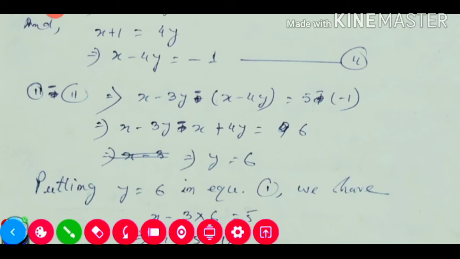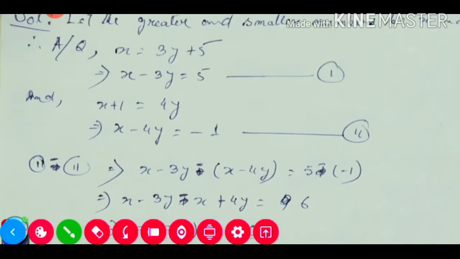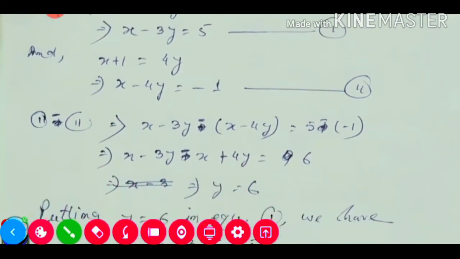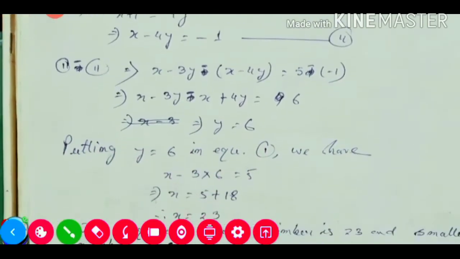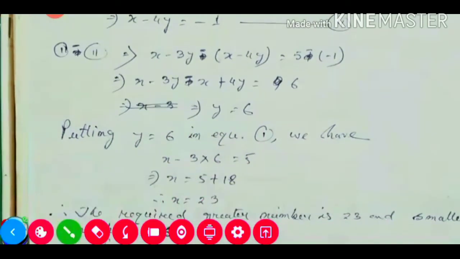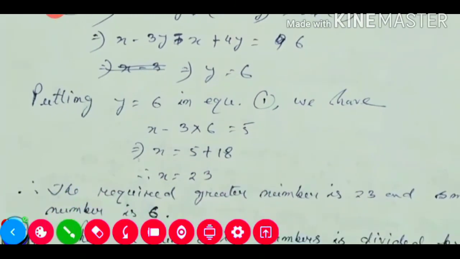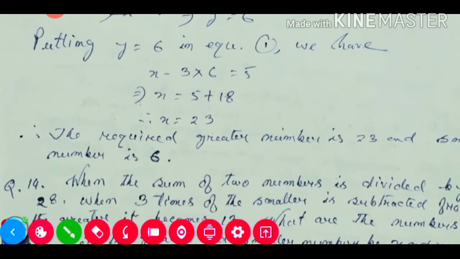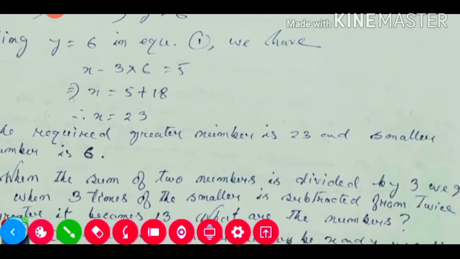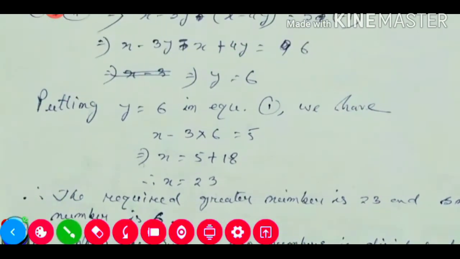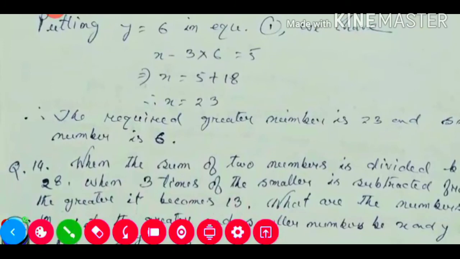Now we put this value of y in equation number 1. Equation number 1, x minus 3y is equal to 5. So x minus 3 into the y value, 6, is equal to 5. So 3 into 6 is 18, minus 18 will shift to the right hand side, so it will be plus 18. So 18 plus 5 is equal to 23. Therefore the required greater number is x, so the x value is equal to 23, and the smaller number is the y value, 6. So the smaller number is 6.